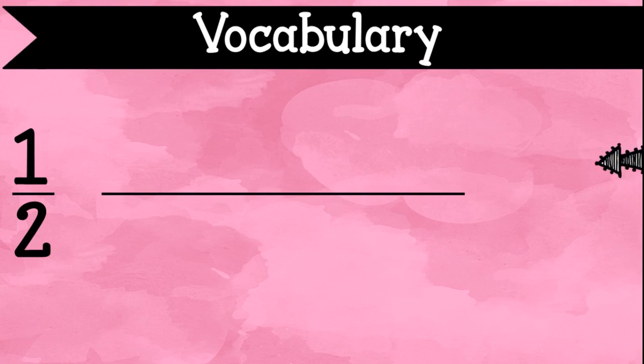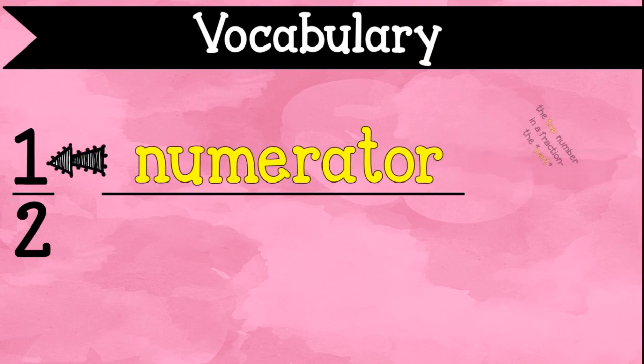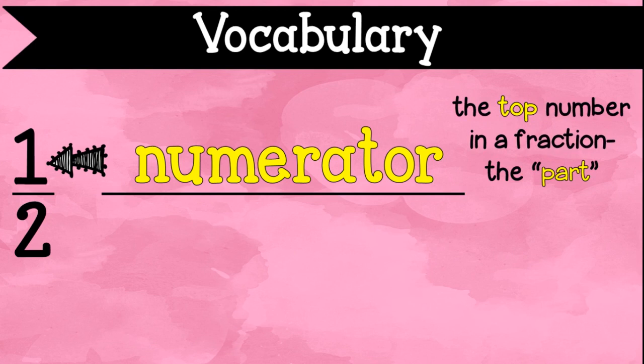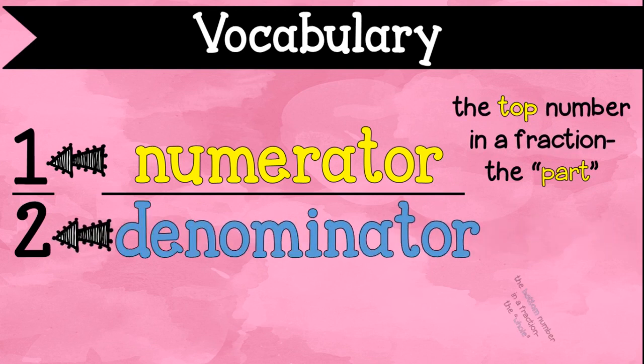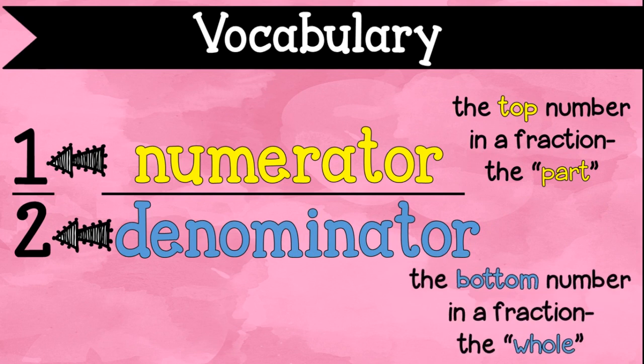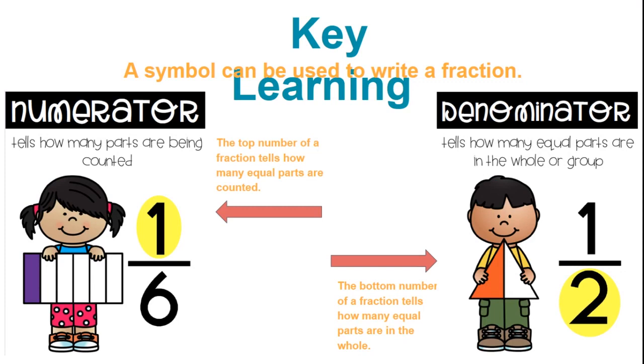Okay, so remember our vocabulary words. The numerator is the part, and the denominator is the whole amount. Basically, the numerator tells us how many parts are being counted, which is the top number, and the denominator tells us how many equal parts are in the whole or group. Remember that the denominator shows us, if we have a whole item, how many ways we've cut that up.